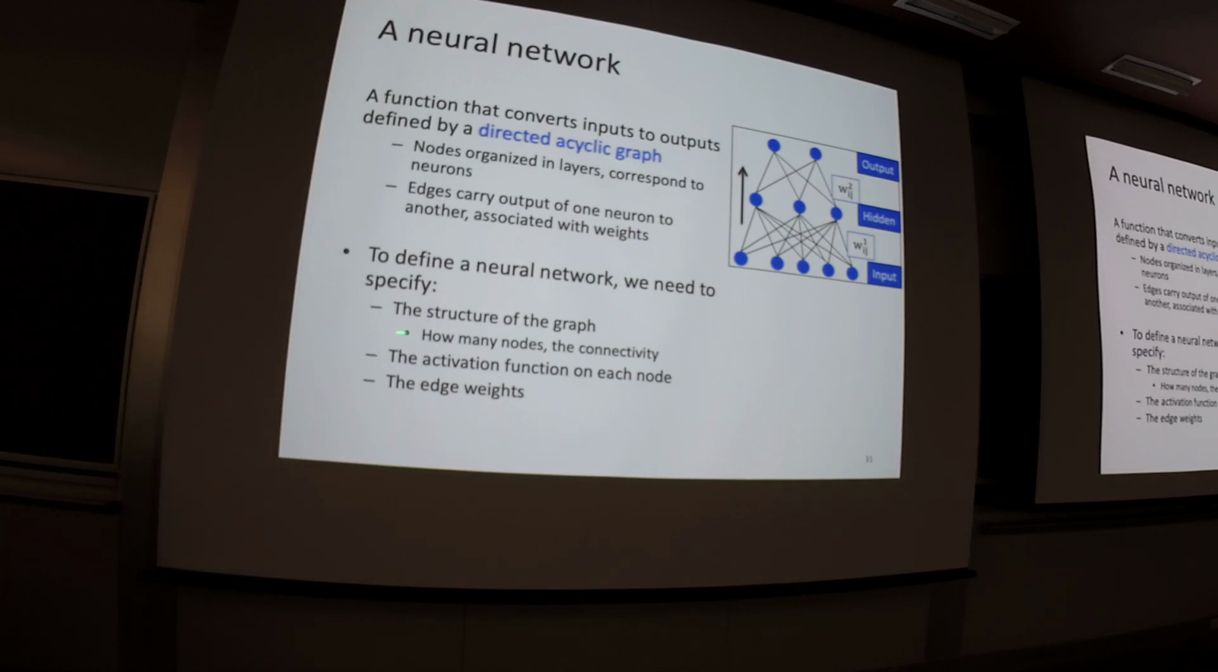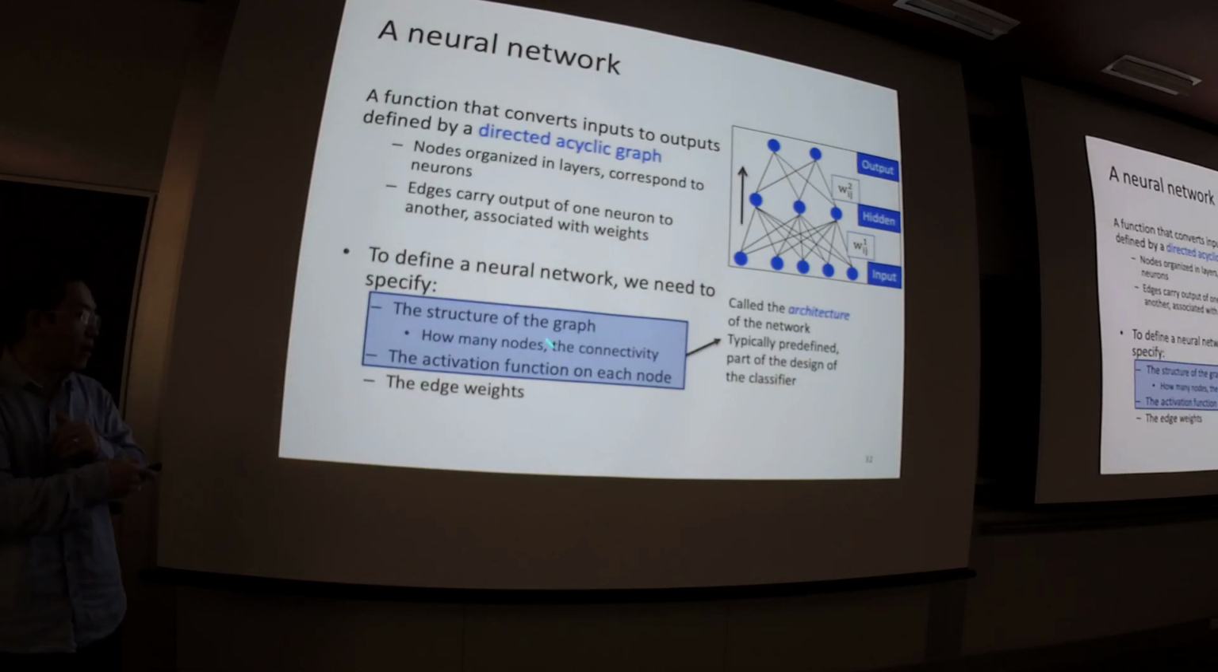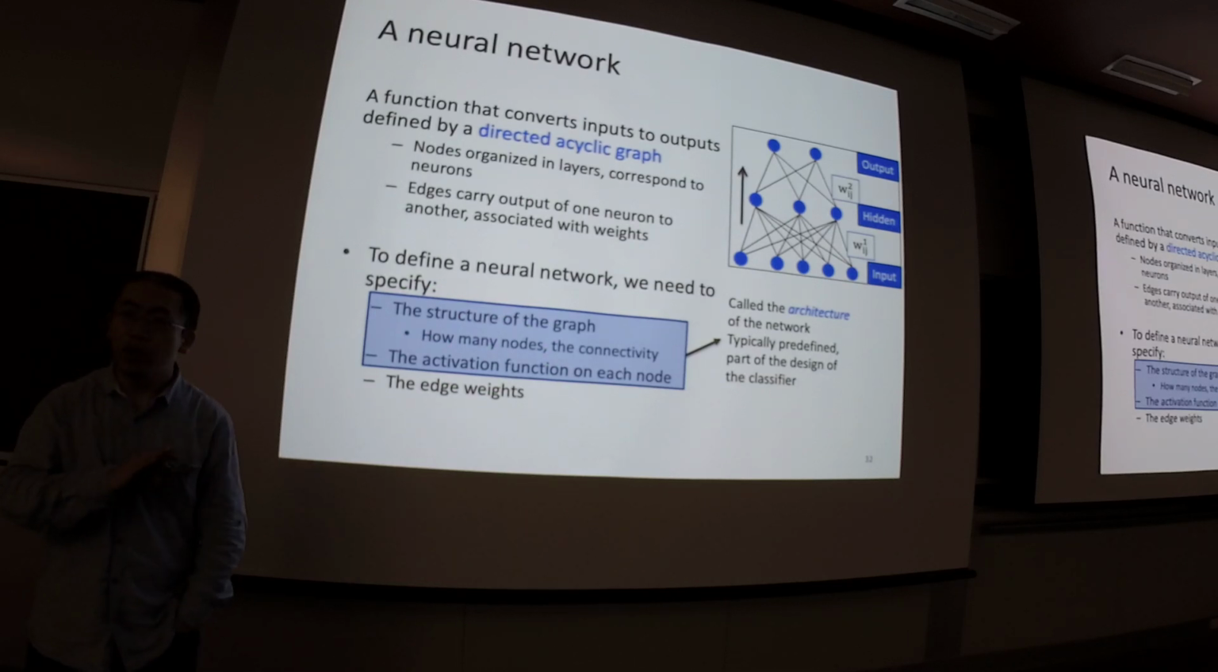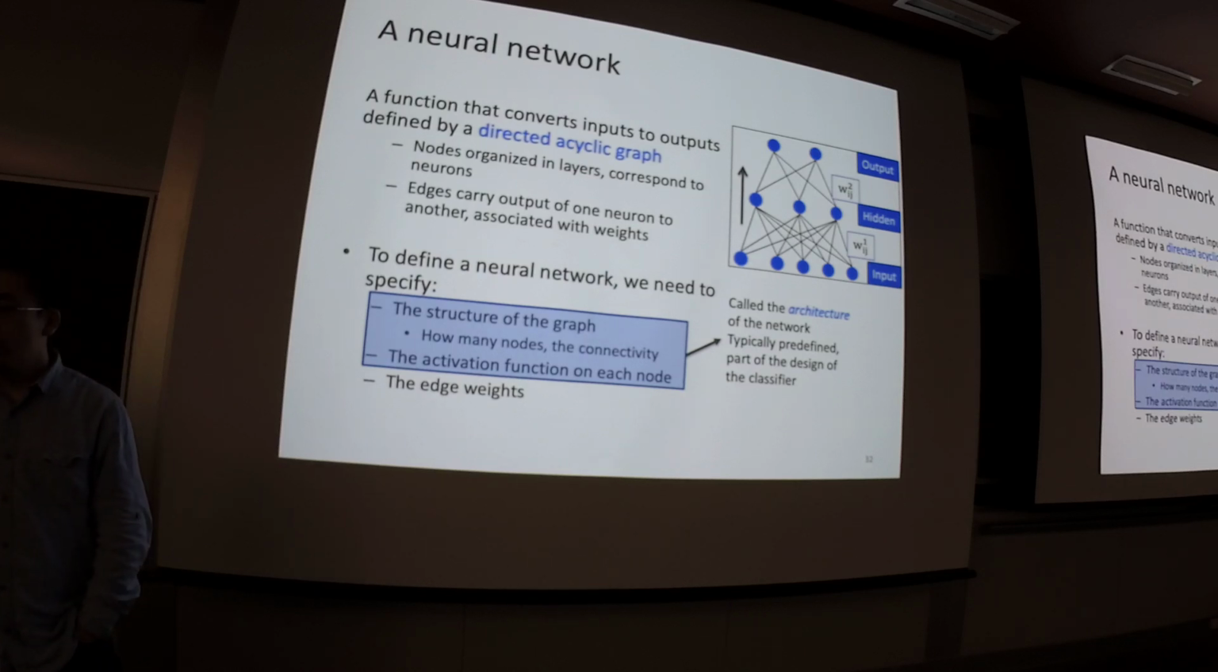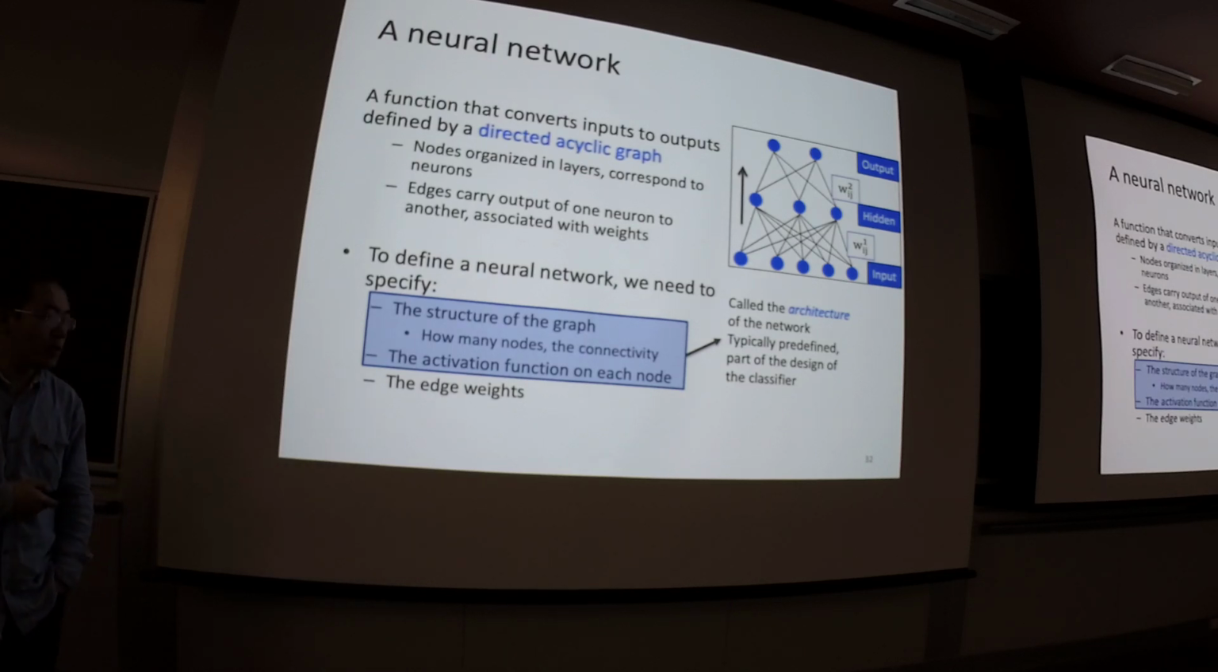And then you need to specify the activation function on each node. That is, when you collect all the information together, you do the inner product, you get the linear function, and over that you apply the nonlinear transformation, right? What specific nonlinear transformation do you choose? And then you need to specify the edge weights. The structure of the graph and the type of activation functions are usually determined before we train the neural network. During the training procedure, we only fit the data to estimate the edge weights.